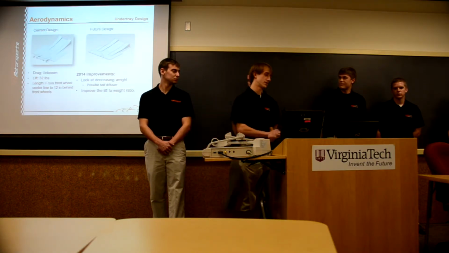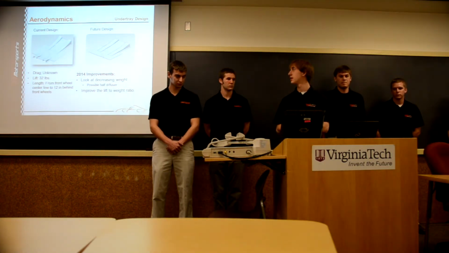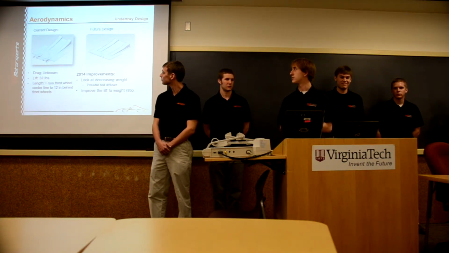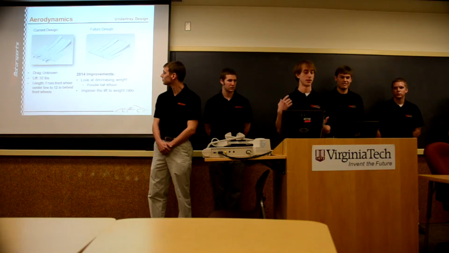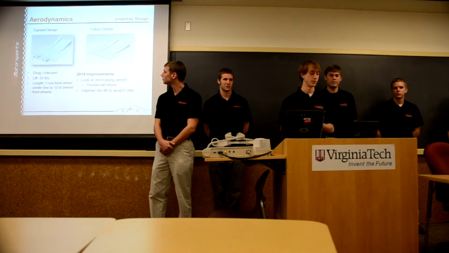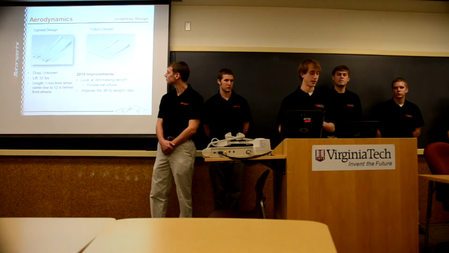For the under tray design, on the right is shown the current 2013 design, and on the left is something similar to what I want to do for 2014. On the right you can see we're trying to do some kind of intake and exit design this year. This is just to try to increase the effectiveness of the diffuser. Right now we're getting about 32 pounds of downforce at 35 miles an hour.